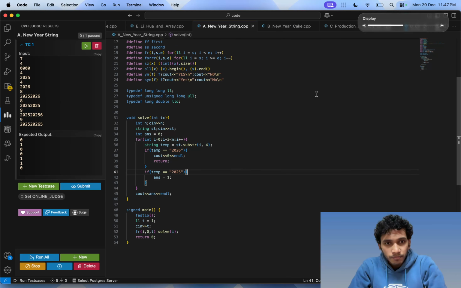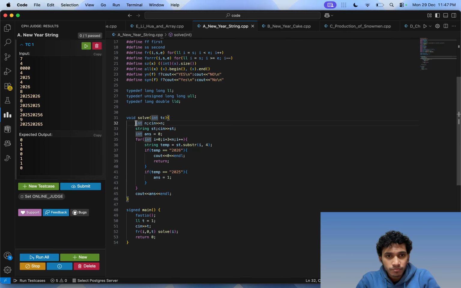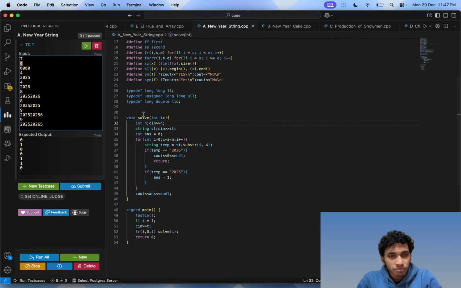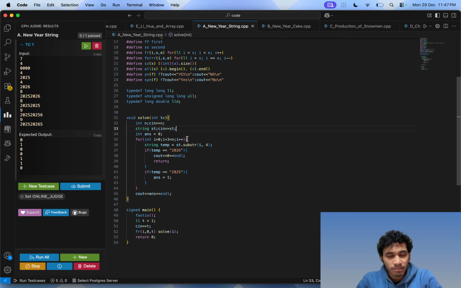So we were given a string. The first number is the size of the string and the second input is the string itself. Now iterate over every substring of size 4. Alright, why 4? Because 2025 and 2026 both correspond to a 4 length substring. Now we got a substring of length 4. Now check if it is 2026. Print 0 right away because it is a New Year string.